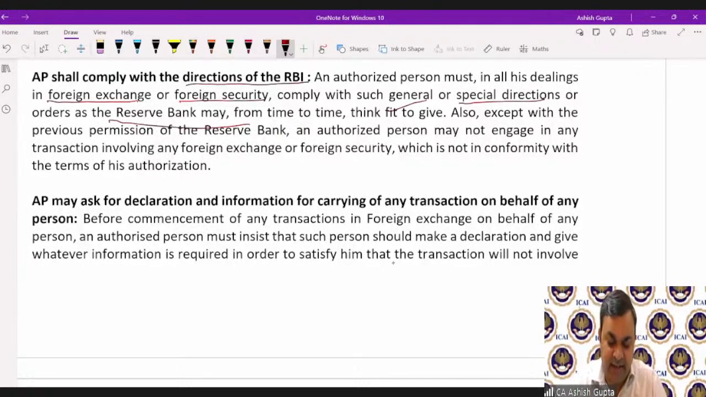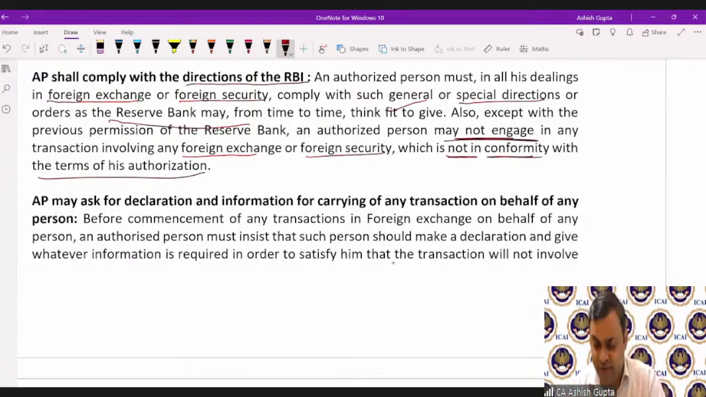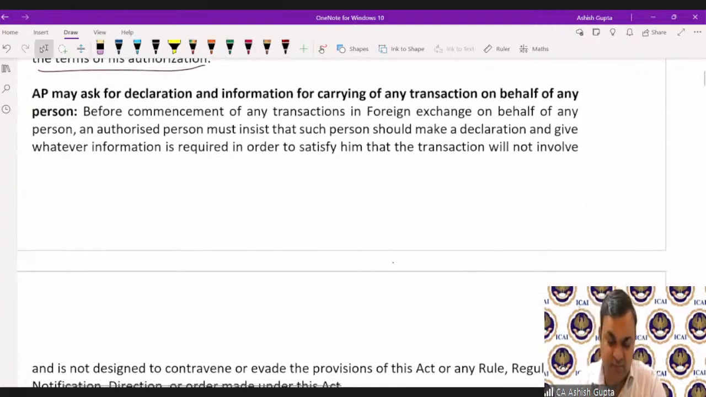Also, except with the previous permission of Reserve Bank, an authorized person may not engage, right? They are not going to engage, without the approval of RBI, in any transaction involving foreign exchange or foreign security which is not in conformity with the terms of his authorization, meaning an unlawful transaction.